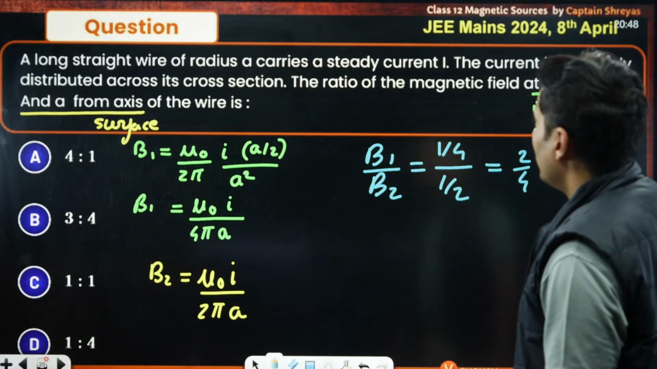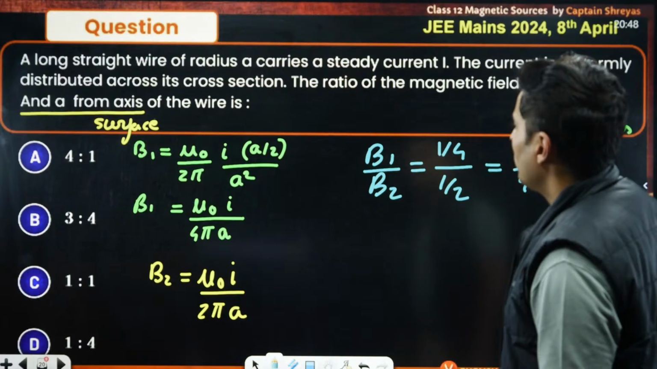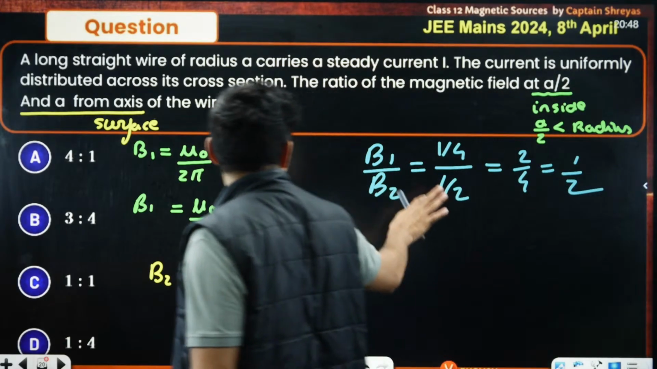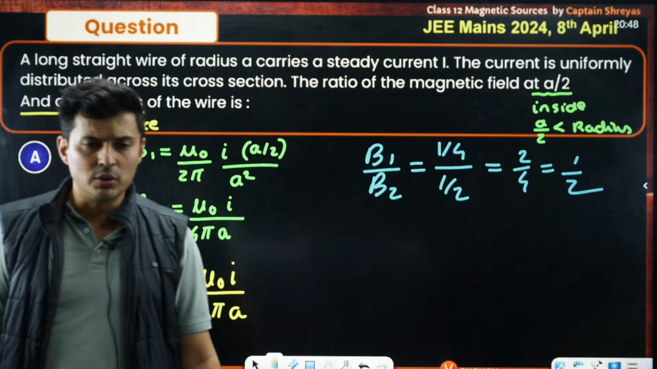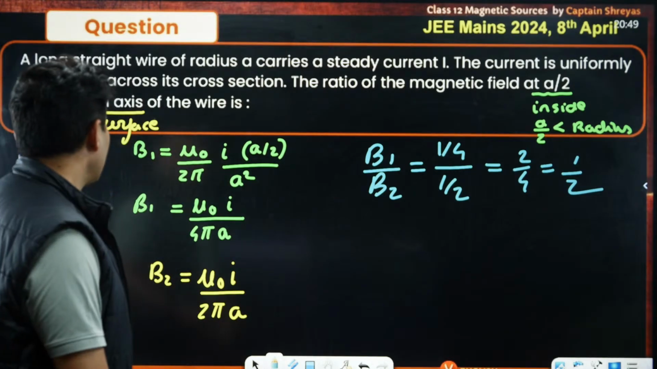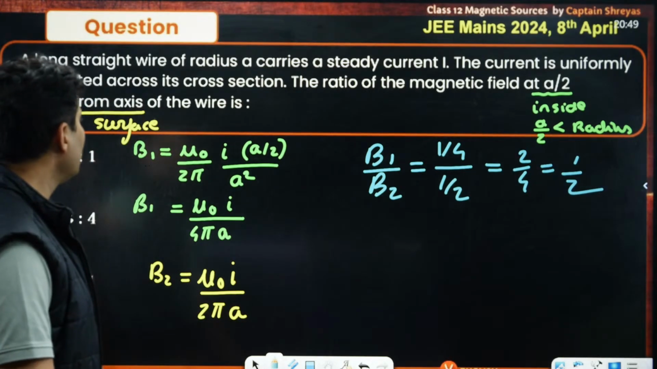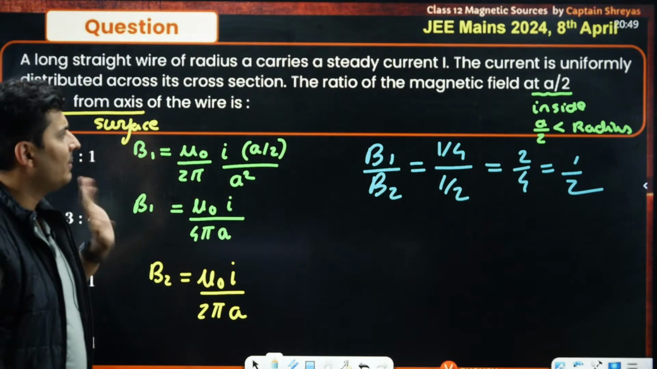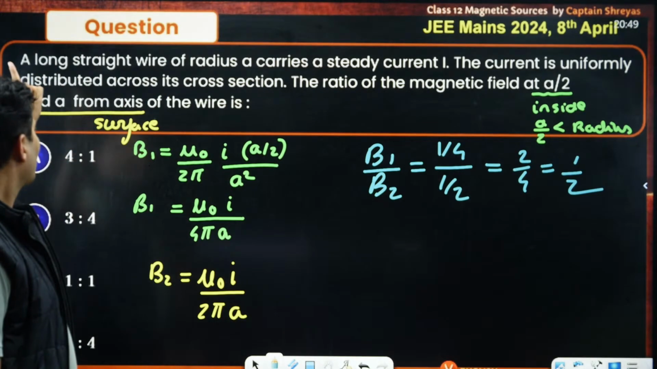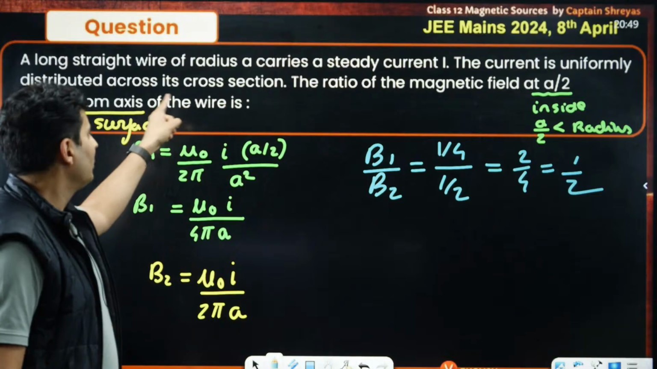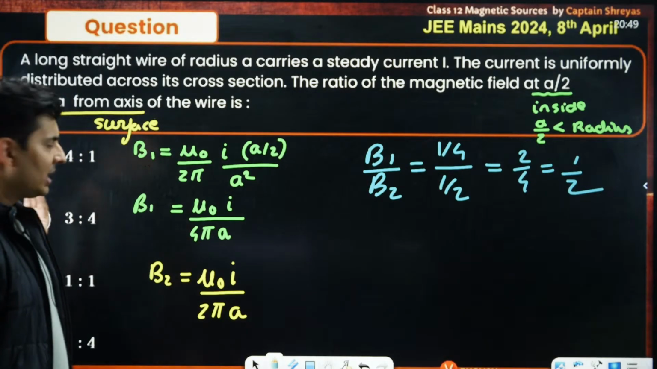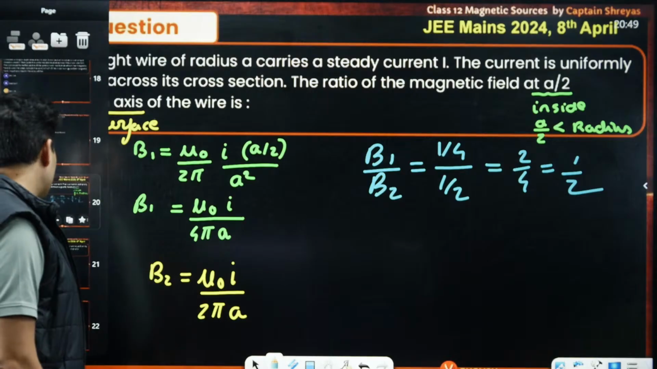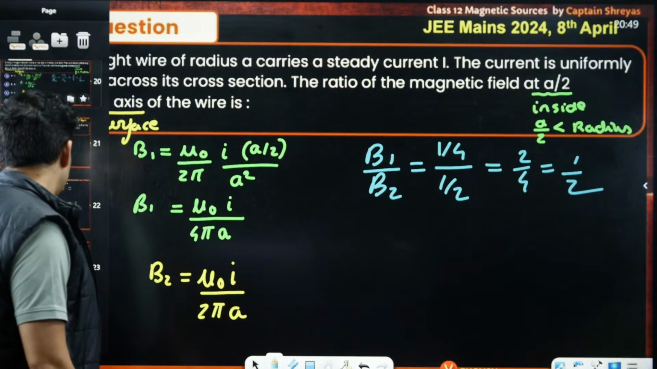The ratio of the magnetic field at A by 2 and A from the axis of the wire. I think they have made a mistake in the printing somewhere. But this answer should be 1 by 2. Is this absolutely clear, my dear warriors? As per the question, the ratio of the magnetic field at A by 2 and a distance A from the axis of the wire they have asked. So this is exactly what it should be. So there is a printing mistake, else we would have got some other answer.